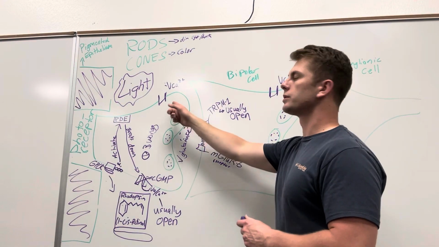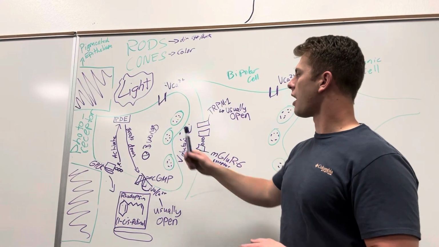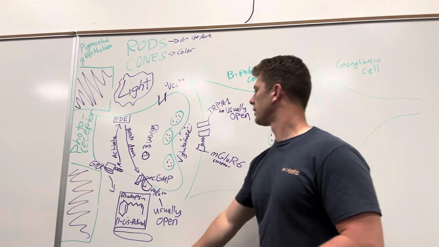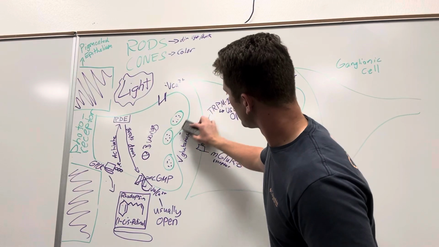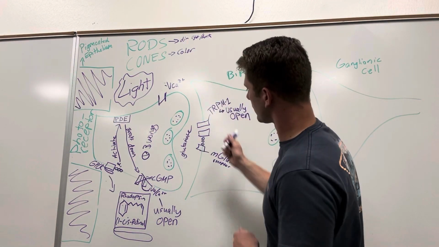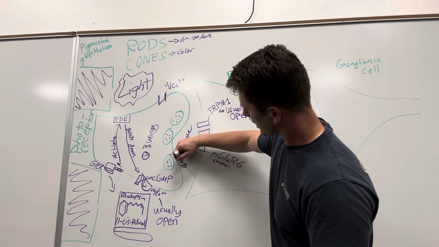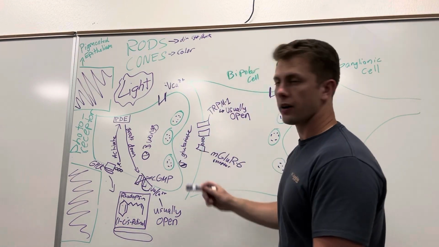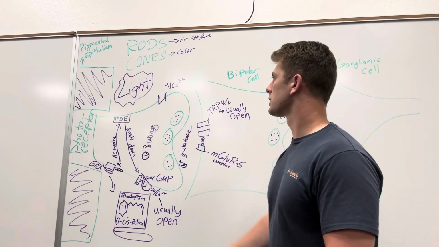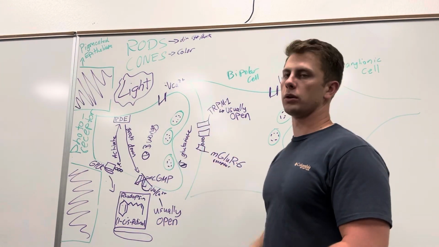The gate closed, no calcium will be released, meaning these vesicles will not fuse to the membrane, which means no neurotransmitter released. The neurotransmitter is glutamate. So there is, that's like a no sign. There is no glutamate. So when we have light in this photoreceptor, there is no glutamate.